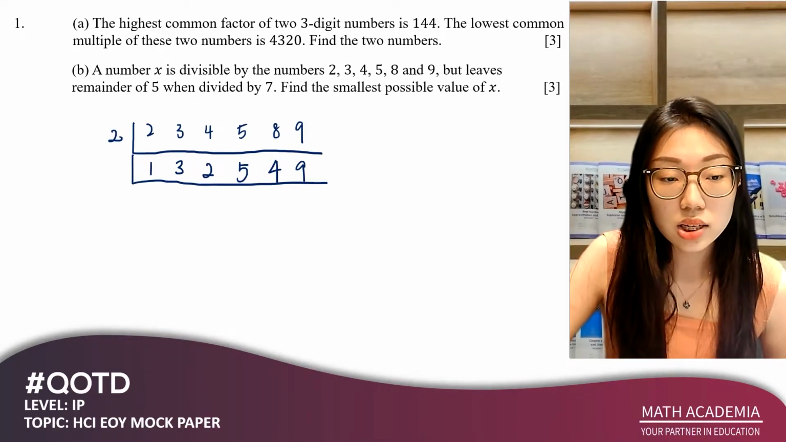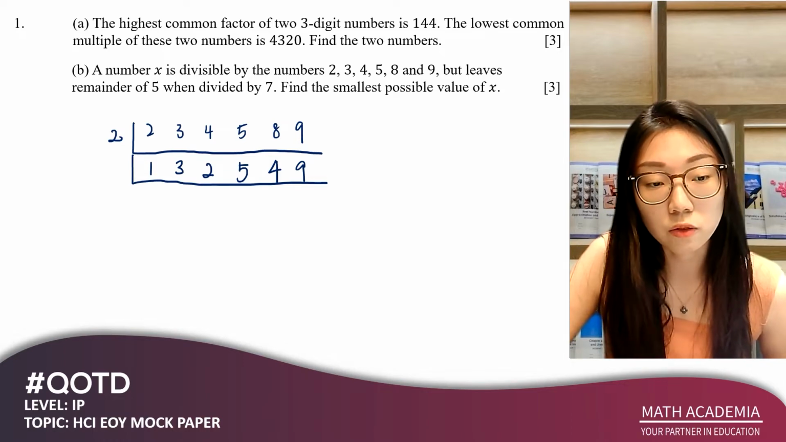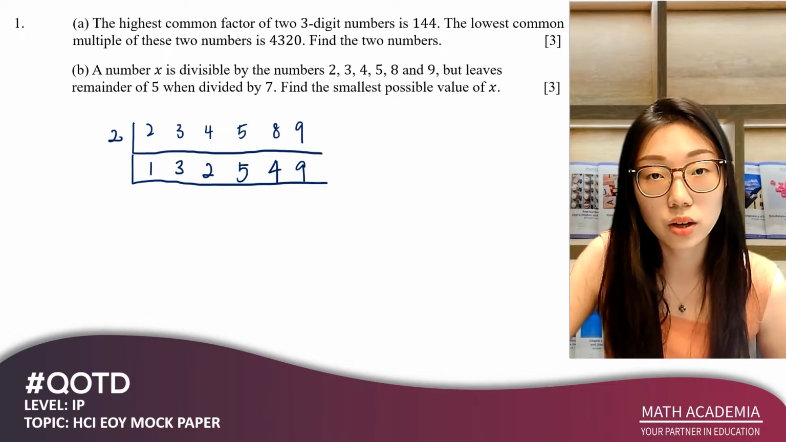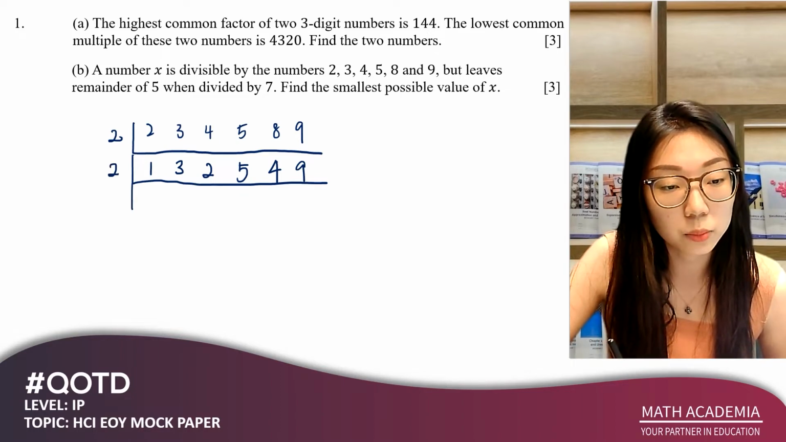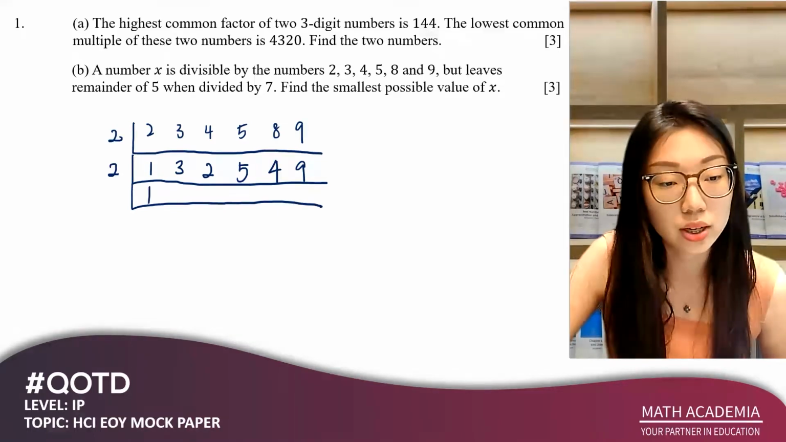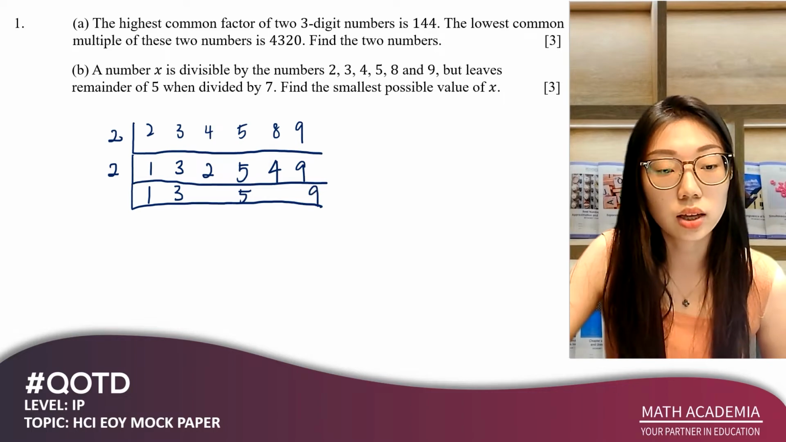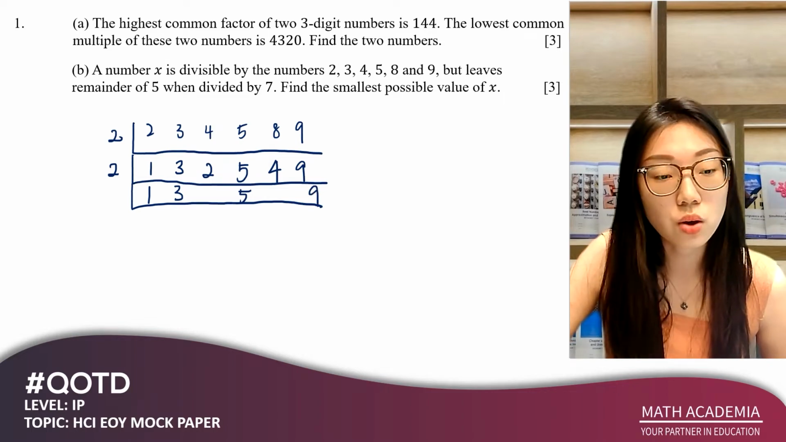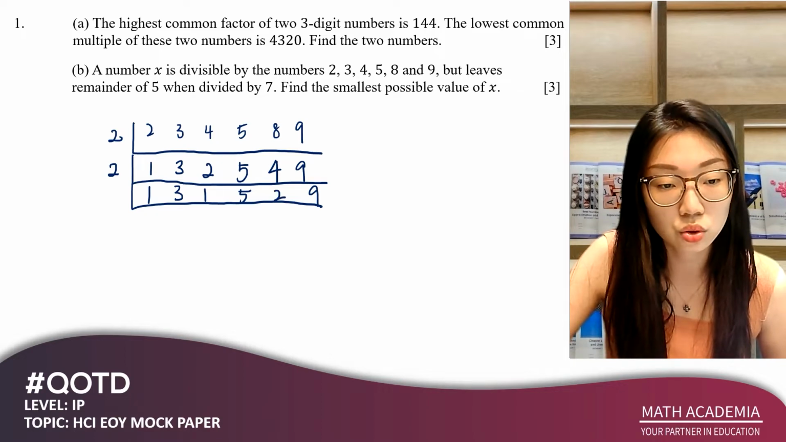Next, let's observe some of the terms. I would focus on 2 and 4, which have a common factor of 2. So I'll divide these two numbers by 2. The rest that are not divisible, I would just bring down: 1, 3, 5, and 9. 2 divided by 2 gives 1, and 4 divided by 2 gives 2.